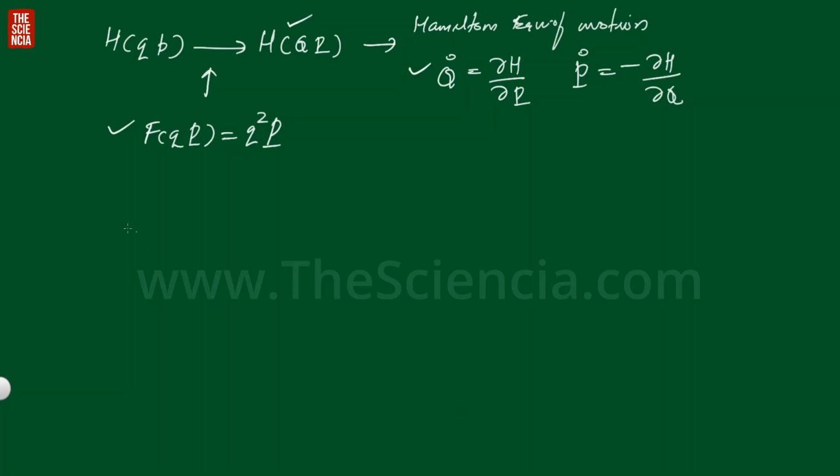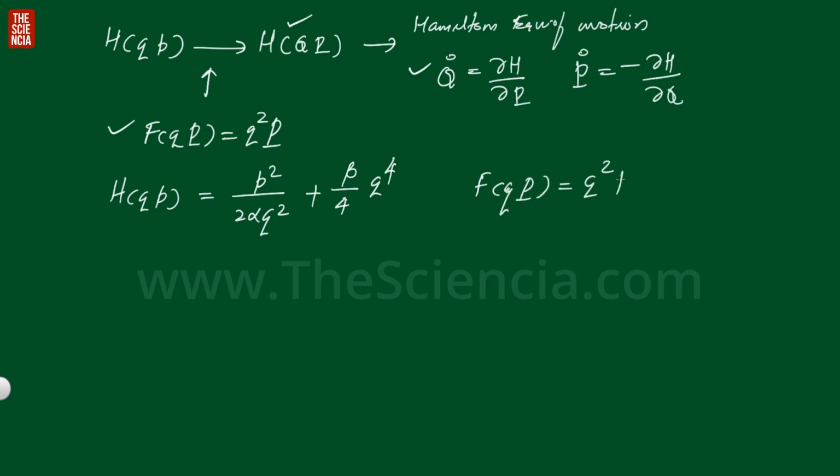Okay. Here the given Hamiltonian is h of q p, and it is equal to p square by 2 alpha q square plus beta by 4 q raised to 4. And the given generating function is F of q P, that is equal to q square P. So by using this generating function, we have to find out the canonical transformations.